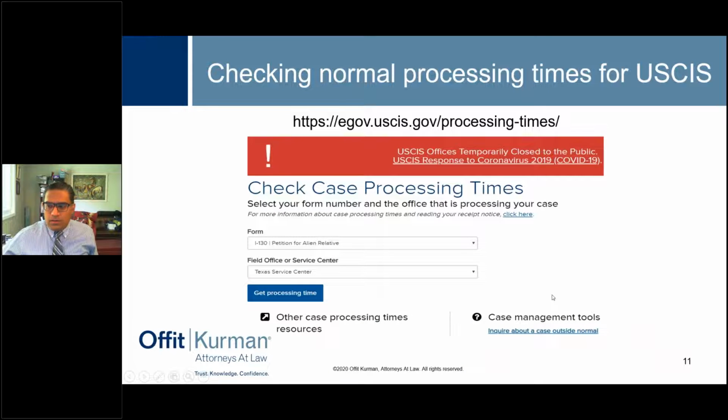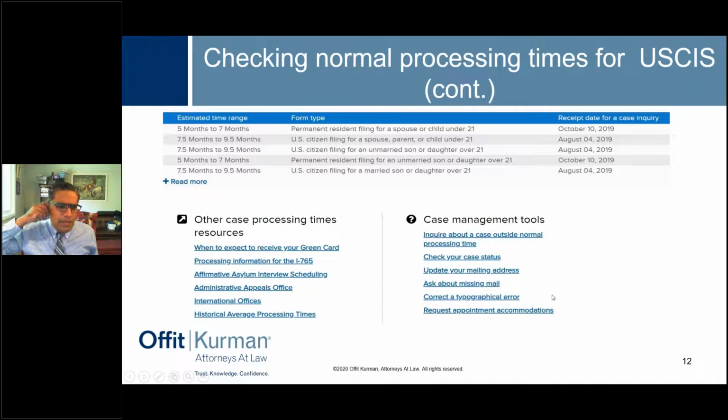It's actually a good system. At least it helps you navigate to a specific location. In this case, this was a different type of benefit, and these processing times vary by geographic location and the type of case. There are some service centers that are very backed up, so you're very unlucky if you're processing there. Others are quicker. So this link right here, inquire about a case outside normal processing time, that's what you're going to do.